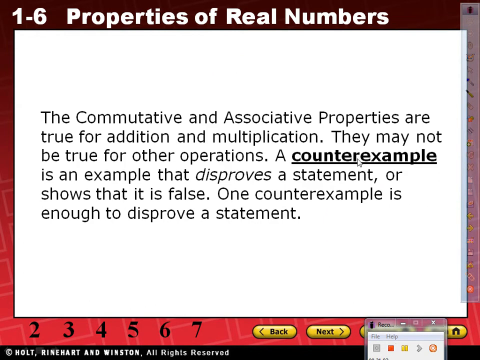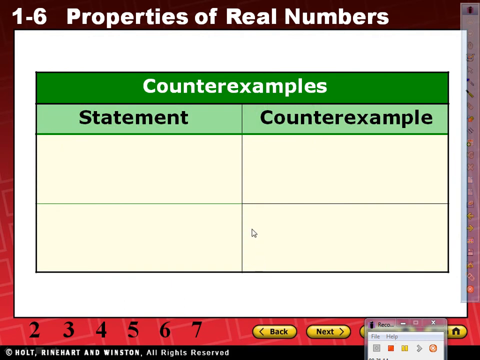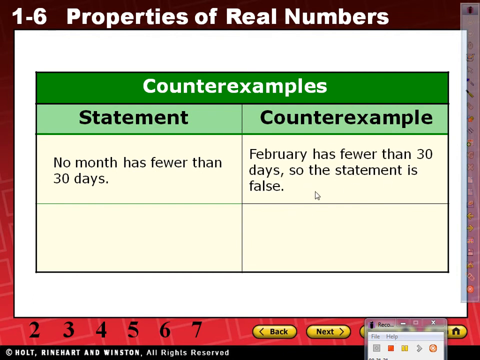Let's move on. Now check this out. Counterexamples is a way of arguing. And I said, today we're going to learn how to argue using counterexamples, right? Here we go, using properties. So, for example, if I was to give you the statement, no month has fewer than 30 days, what would you say? False. What would be your counterexample? So you would write February has fewer than 30 days, so the statement is false. Okay? Right. So therefore, whenever you argue something, you need to give a counterexample.